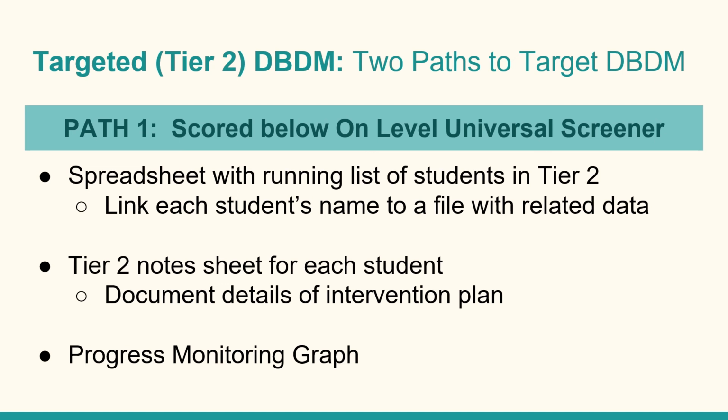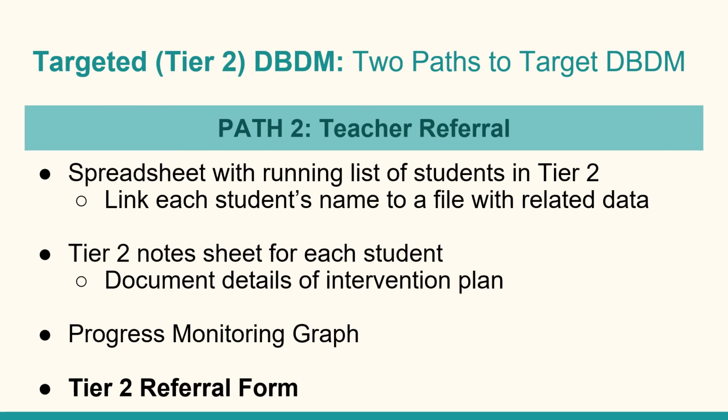Some students, however, will come to the targeted DBDM team through teacher referral. This could happen because a student initially scored in the on-level range on the universal screener, but then started showing performance below level in class. It is probably more often the case, however, that a teacher brings a student to the targeted DBDM team due to a behavior or social emotional concern.